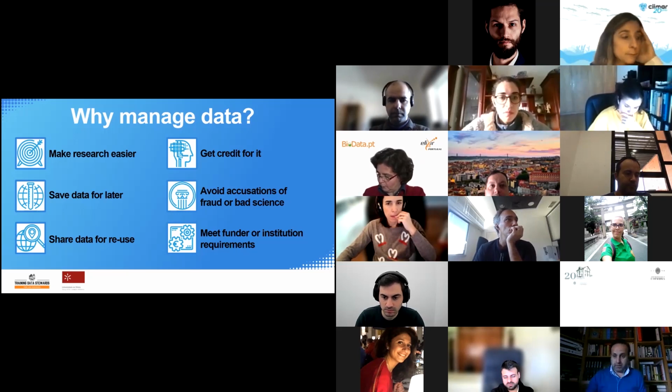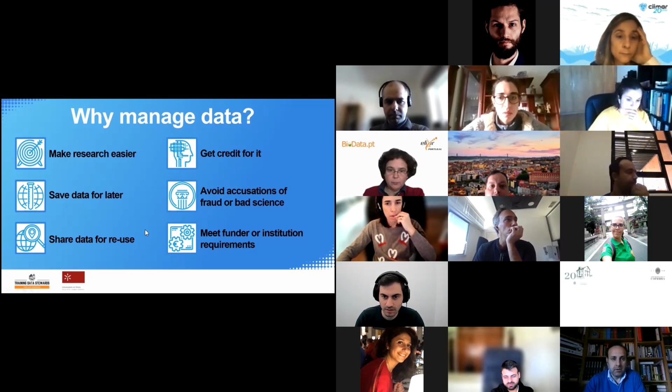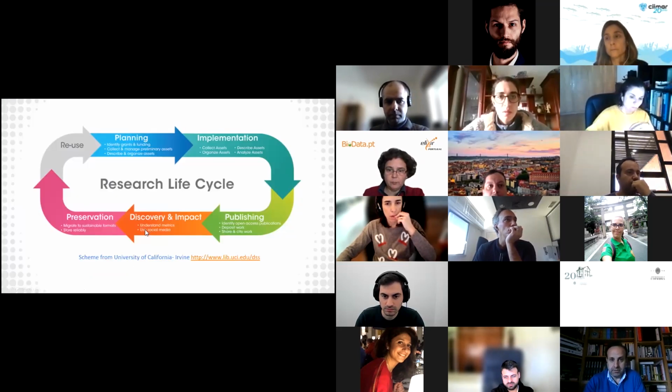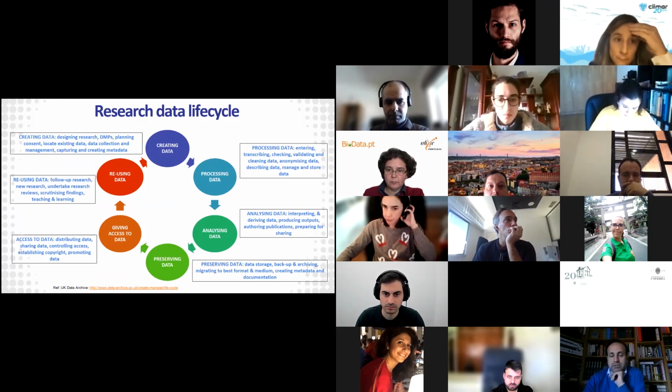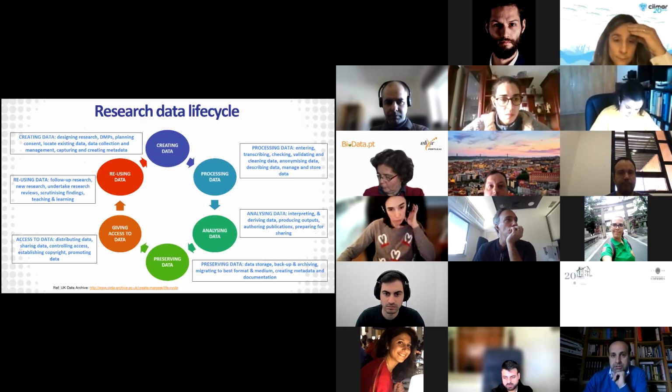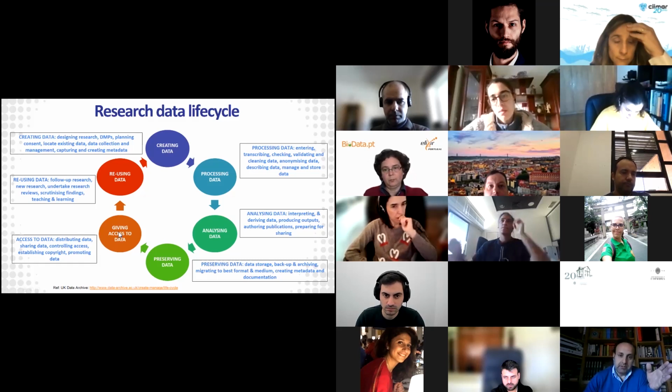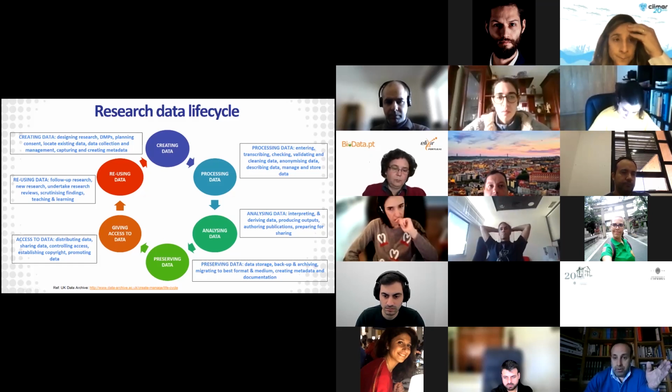And of course, we will meet funder requirements or institutional requirements. We will comply with those requirements more easily. So the publishing and archiving and sharing is part of the research data lifecycle, embedded in the research lifecycle. When we think of providing access, like we have here in this component, we need to prepare the data in advance. We need to properly document the data.